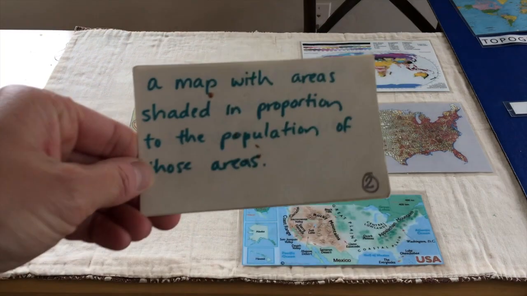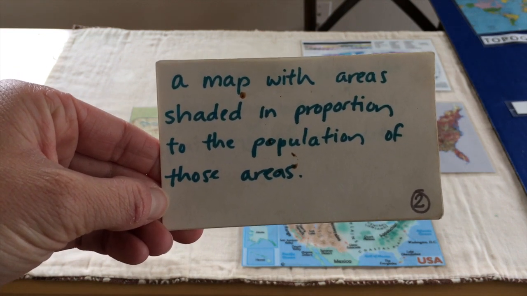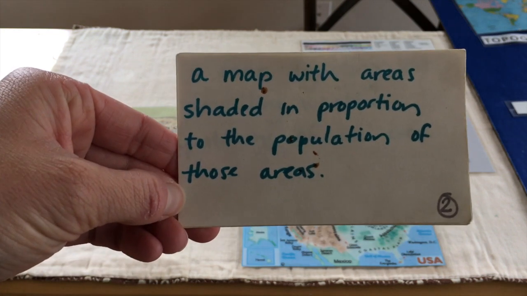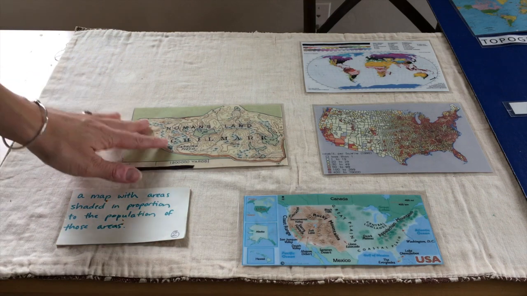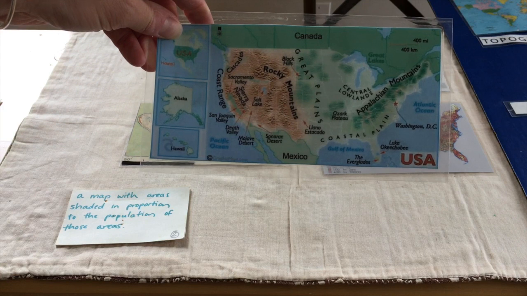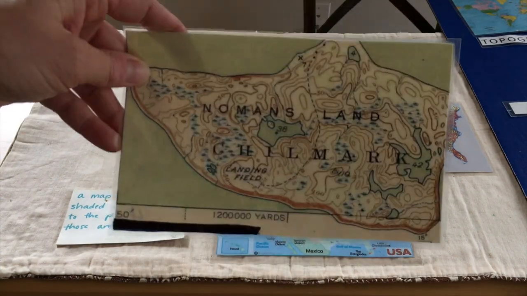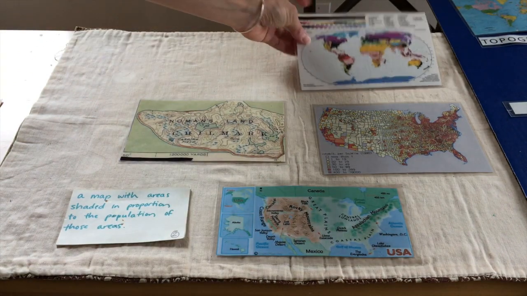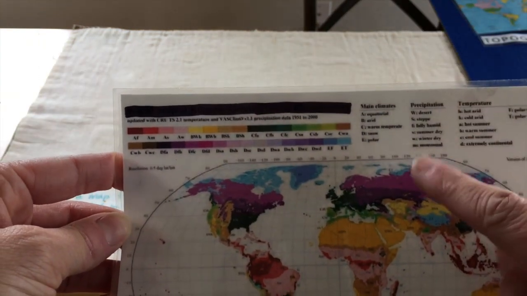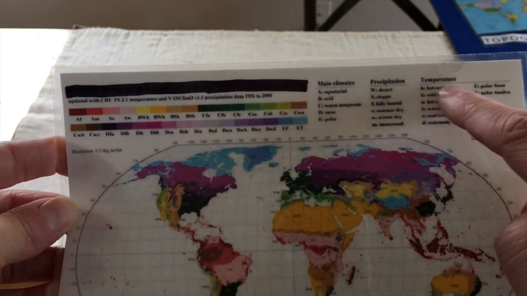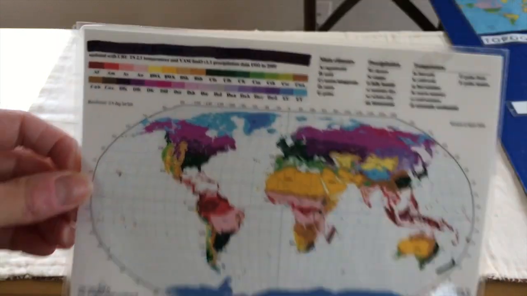We're looking for a map with areas shaded in proportion to the population of those areas. Key word on this one is population. So we've taken a look already at this map. There's definitely shading here, but it doesn't look like it's necessarily based on population. This map, we're not seeing any shading based on population. This one, what we have to look at closely here is the key at the top. I see it says main climates, precipitation, temperature. So this means these colors aren't necessarily telling me population. I think that map is telling us something different.